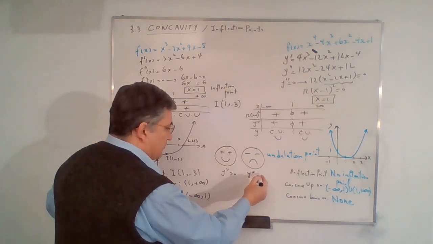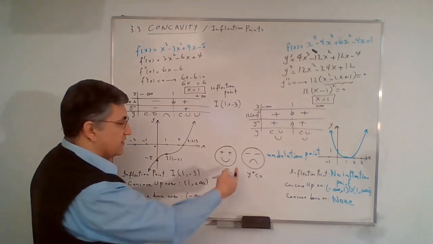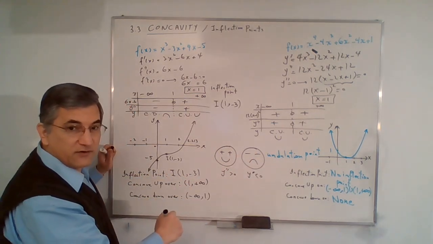So y double prime is negative, right? And the graph is concave down, all right?